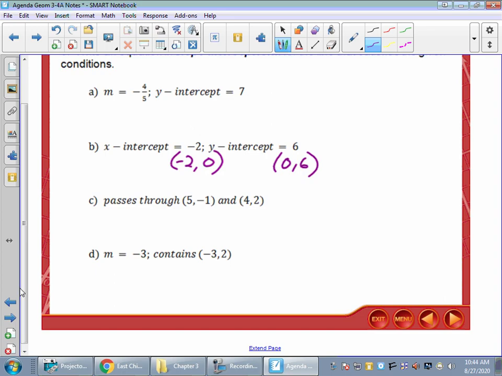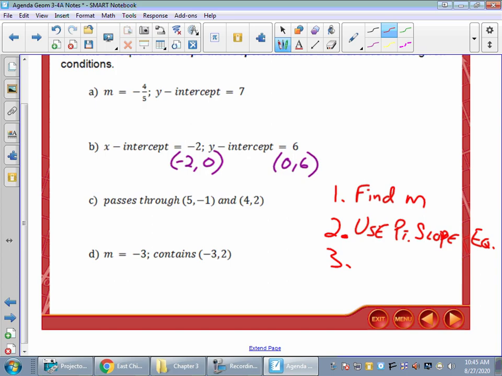So all of these are about, what do you do if you have 2 points? Well, here are your directions. Number 1, find your slope. That's number 1. You have to find your slope first. Number 2, use the point-slope equation to get you started. And then finally, once you get it in point-slope form, you can do what we did before, which is distribute and solve for y. So that's what you're really going to have to do on all of these.